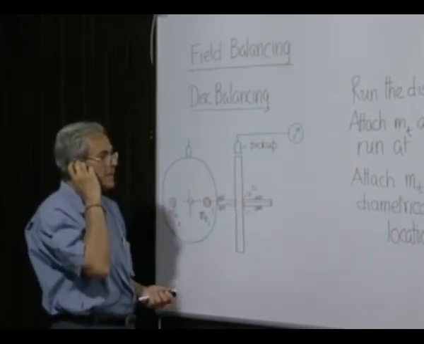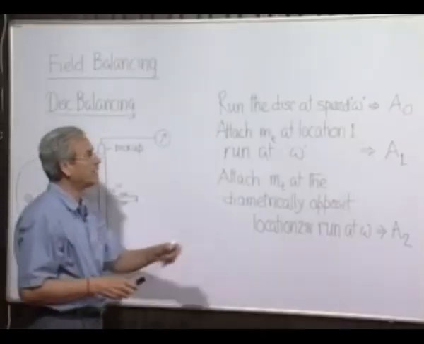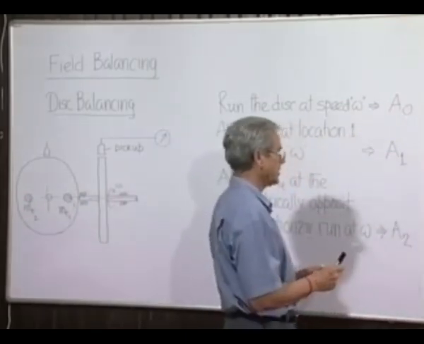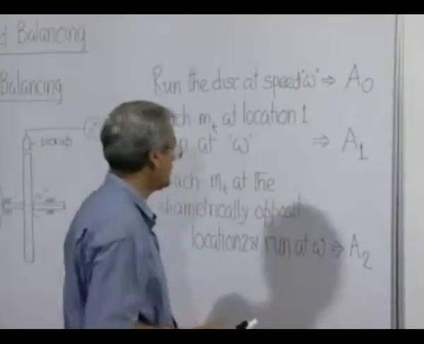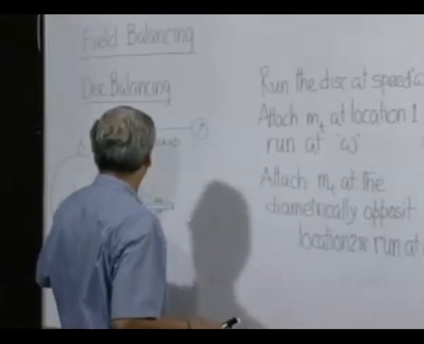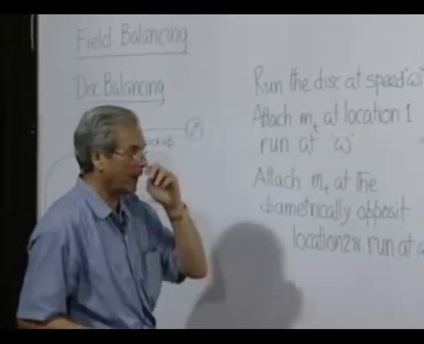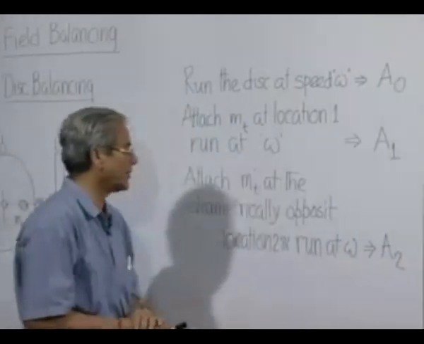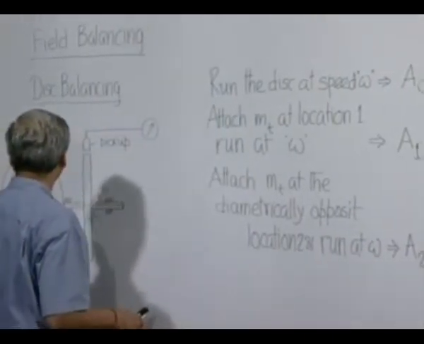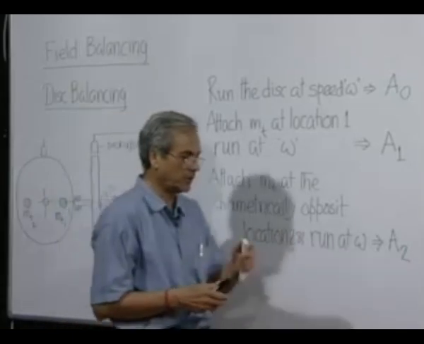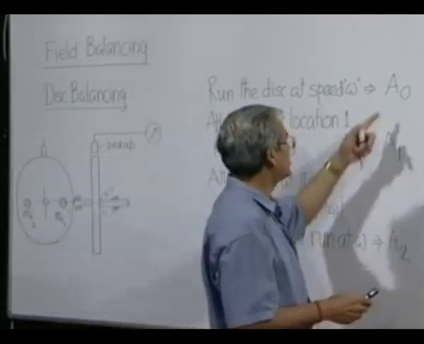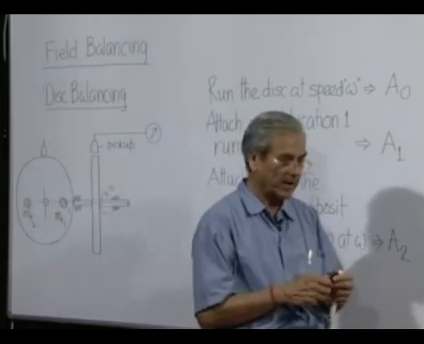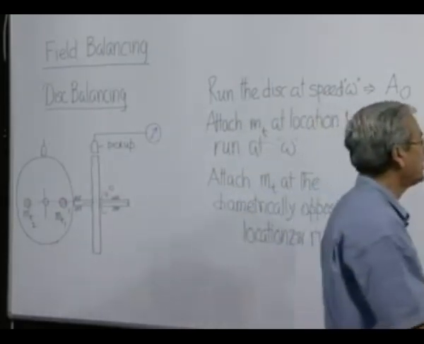Now you see a very interesting thing. A0 is the amplitude of vibration without any attached mass. A1 is the amplitude of vibration when a mass mt is attached at location 1. Similarly, A2 is the amplitude of vibration when the same attached mass is shifted to a diametrically opposite position. From these three quantities, we get a lot of information. Let us see.